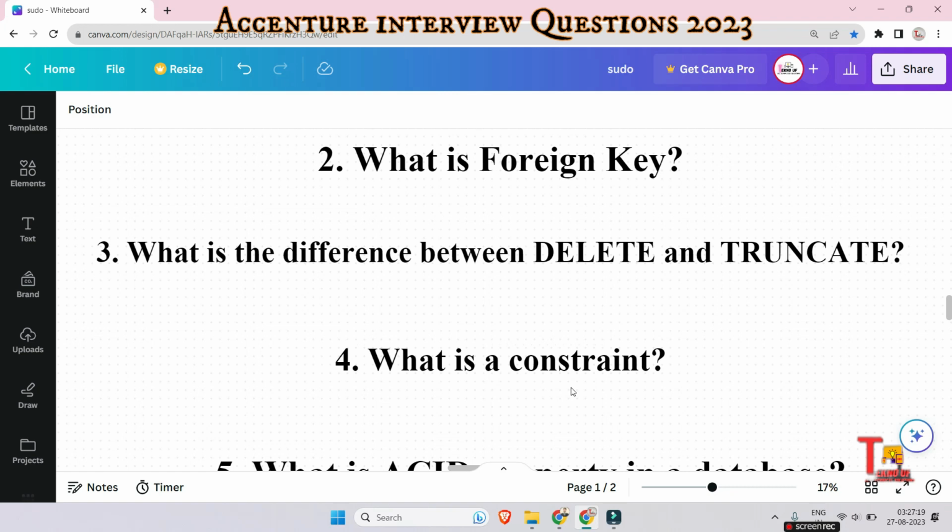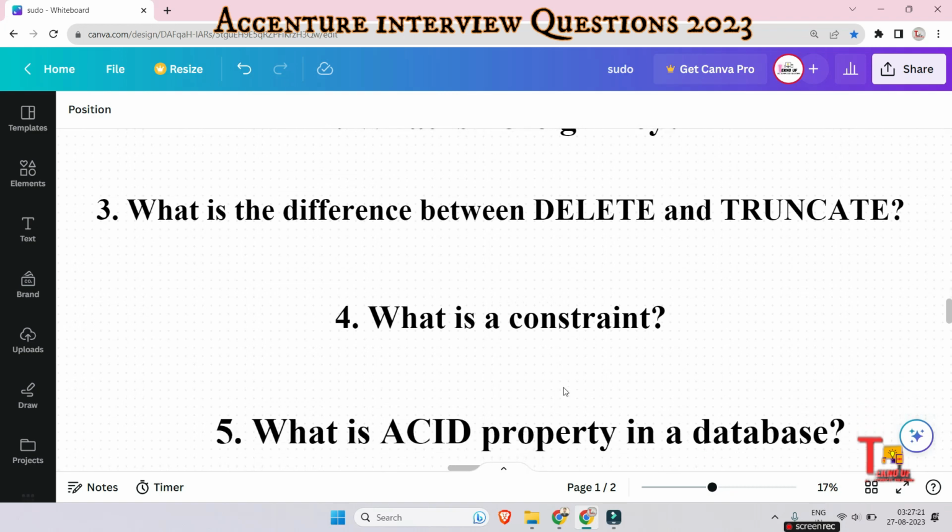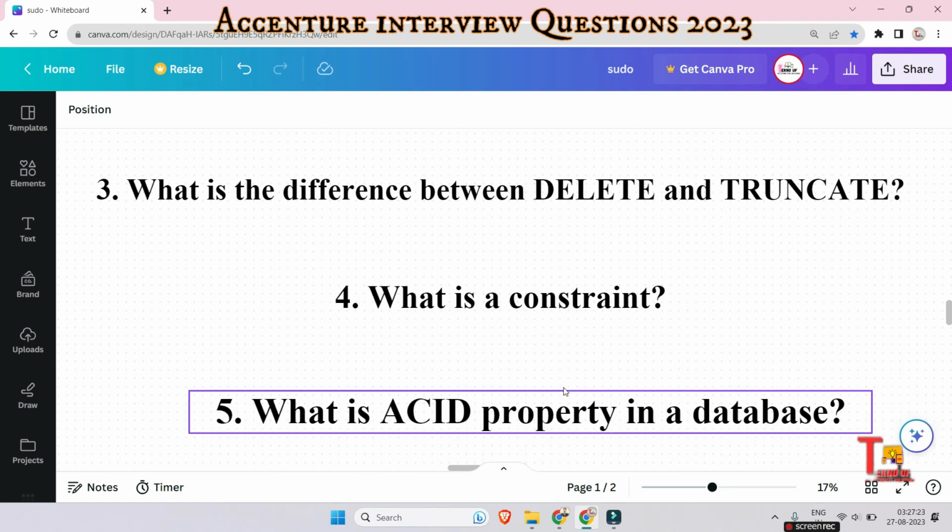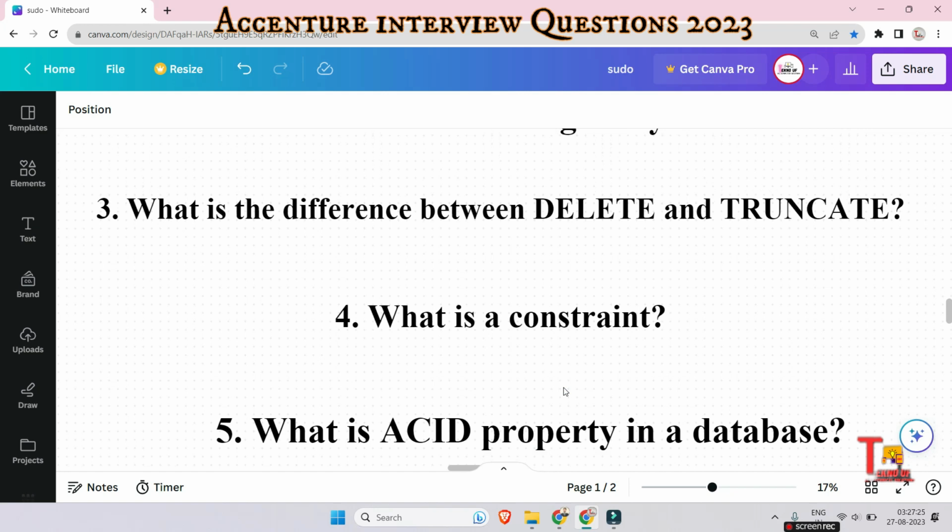Okay, the next question is, what is constraint? So constraints are limitations on the data type of a given table. Examples of constraints, you can say, are not null, check, or default. These are some constraints, right?